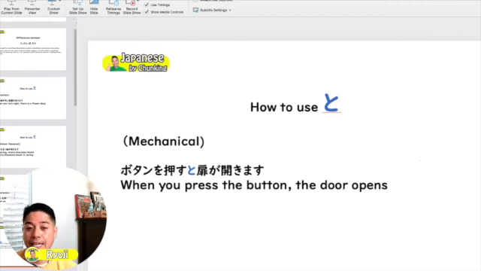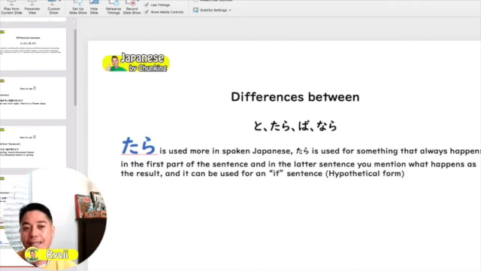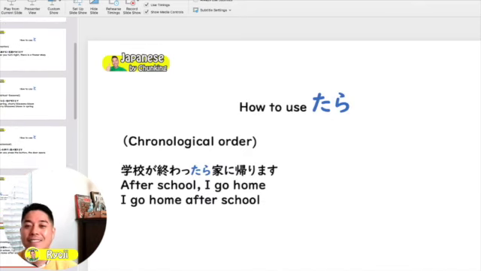The next one we're going to take a look at is たら。たら is used more in spoken Japanese, and たら is used for something that always happens in the first part of the sentence. And in the latter part of the sentence, you mention what happens as the result. And it can be used in an if sentence. So this is the hypothetical form. So let's take a look at example sentences.